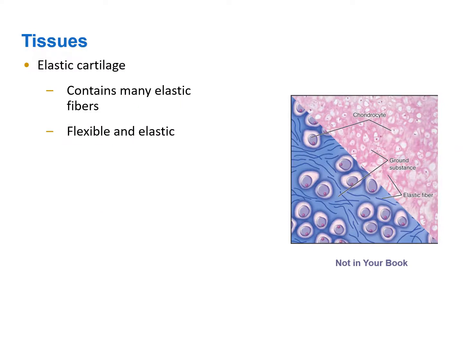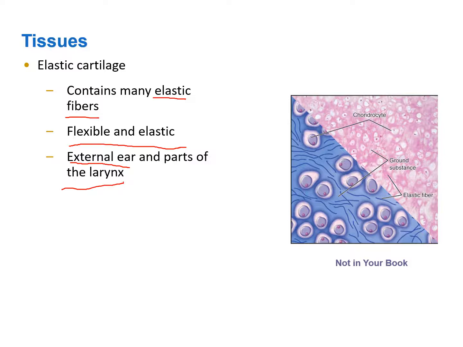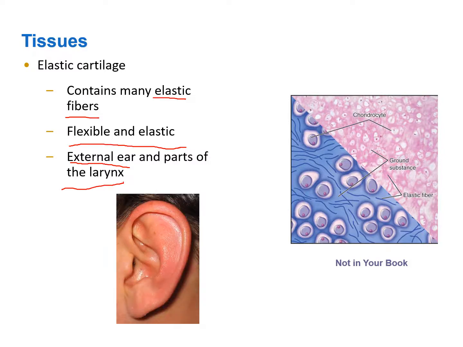Okay, elastic cartilage doesn't have much collagen. It has lots and lots of elastic fibers, and it's going to be very flexible and elastic. And you would find these in the ear, in the larynx, and also in the nose, even though that's not on here. And you can see that you would find this elastic cartilage in the ear. And again, if you touch your ear, you can fold your ear, kind of deform your ear a little bit, and it will kind of flop back to its original configuration and shape.